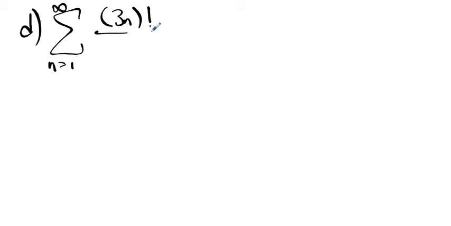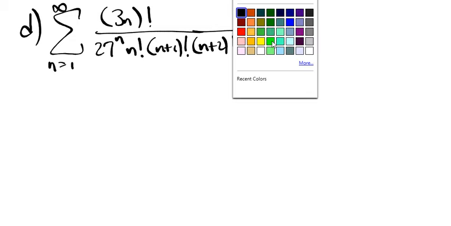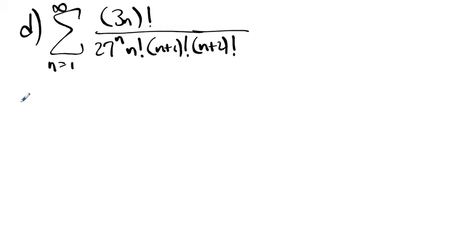Okay, so I sort of understand, kind of a little bit. One more would be super helpful. How about this one? 3n factorial over 27 to the n factorial, n plus 1 factorial, n plus 2 factorial. I don't even know what to think about that. Here, we're going purple. I just don't know what to do with that.